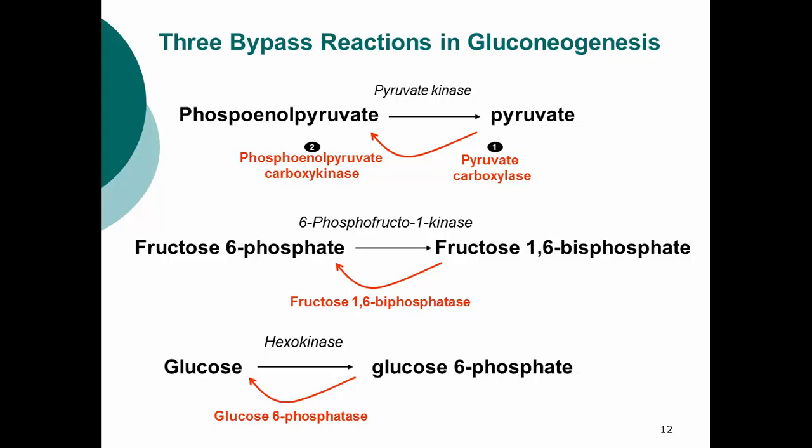And same thing for the other two irreversible reactions. In gluconeogenesis, fructose 1,6-bisphosphatase is the key enzyme, right? It converts fructose 1,6-bisphosphate to fructose 6-phosphate. And the last reaction in the gluconeogenic pathway is the conversion of glucose 6-phosphate to free glucose. This is the key enzyme, glucose 6-phosphatase. It's a key enzyme in gluconeogenesis.